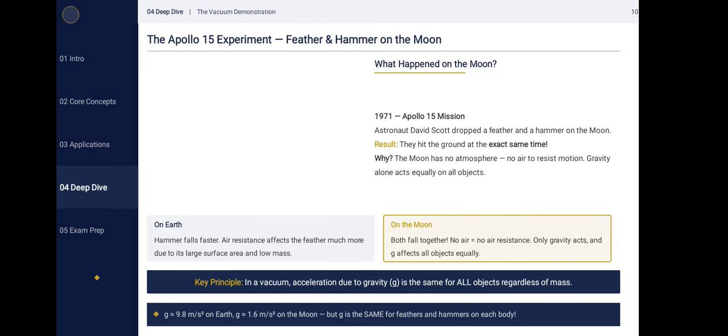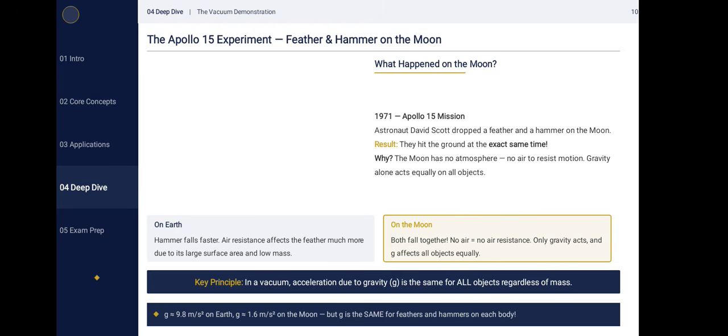Actually, what he has done, astronaut David Scott dropped a feather and a hammer on the moon, and he got the result that they hit the ground at the same time. But why? Because the moon has no atmosphere, no air to resist motion, and gravity alone acts equally on all objects, and both fall together. No air, no air resistance, and only gravity acting on them.